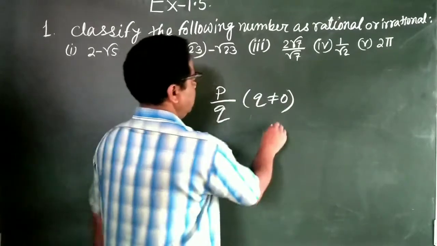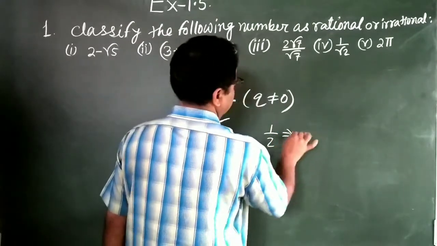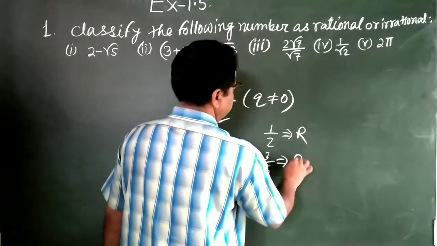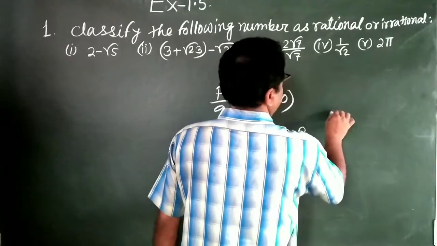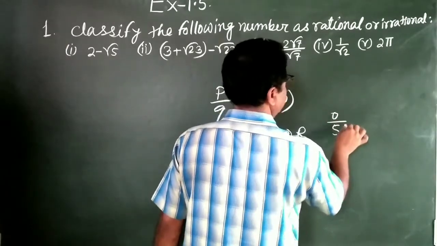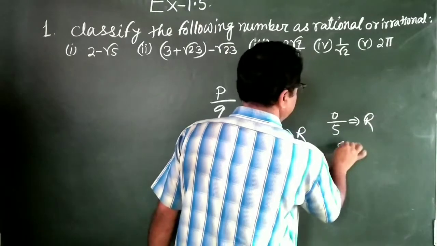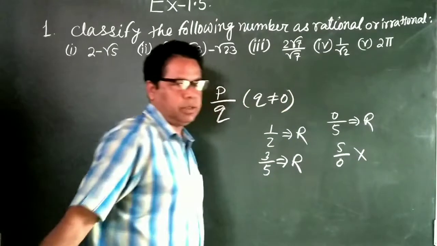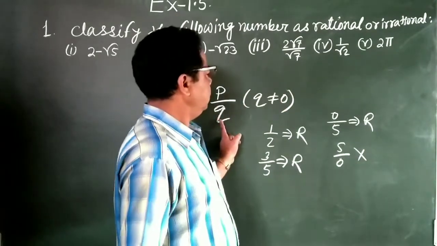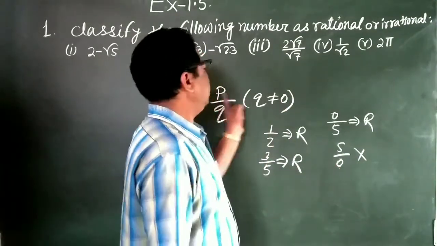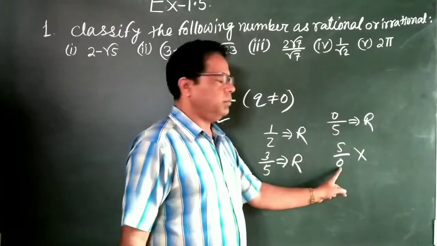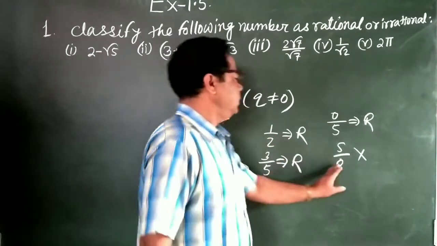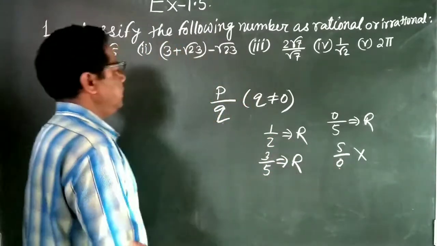For example, 1 by 2 is a rational number. 3 by 2, 3 by 5 are also rational numbers, and 0 by 5 is also a rational number, but 5 by 0 cannot be a rational number. This is not a rational number because the value of q cannot be 0. The value of p can be 0, but the value of q cannot be 0. If the value of q is 0, then it cannot be a rational number.